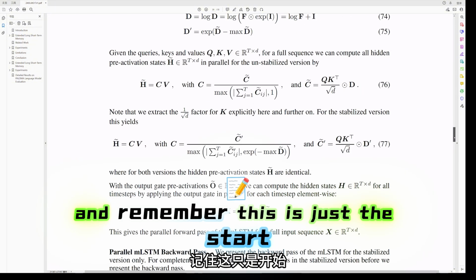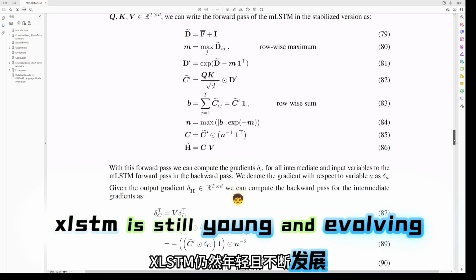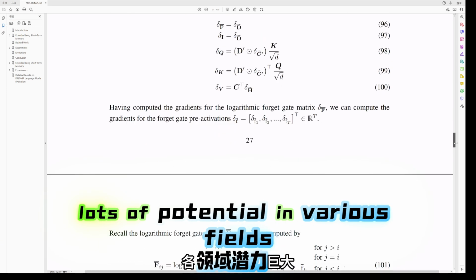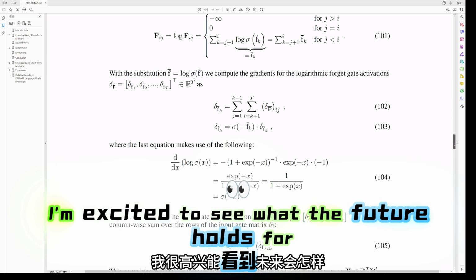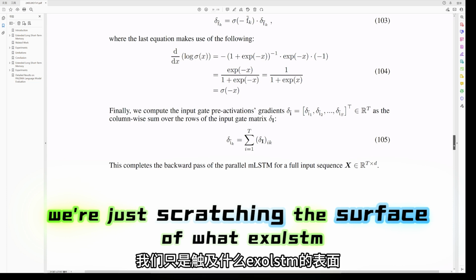And remember, this is just the start. xLSTM is still young and evolving. Lots of potential in various fields. I'm excited to see what the future holds for these models too. It feels like we're just scratching the surface of what xLSTM can do.